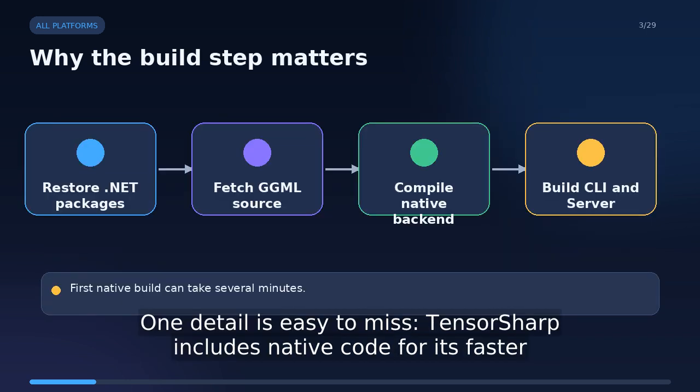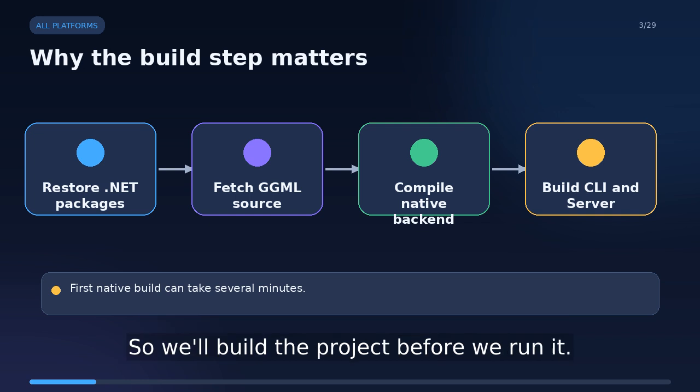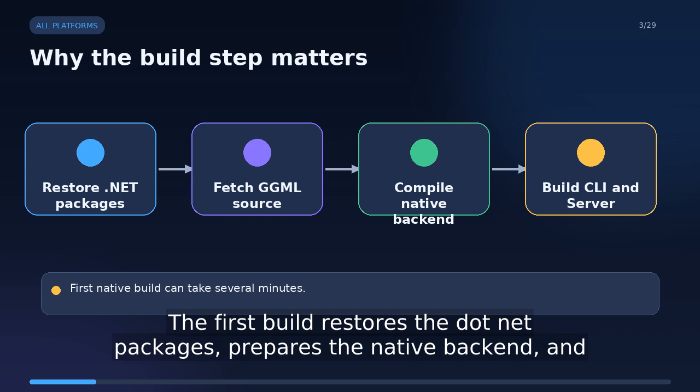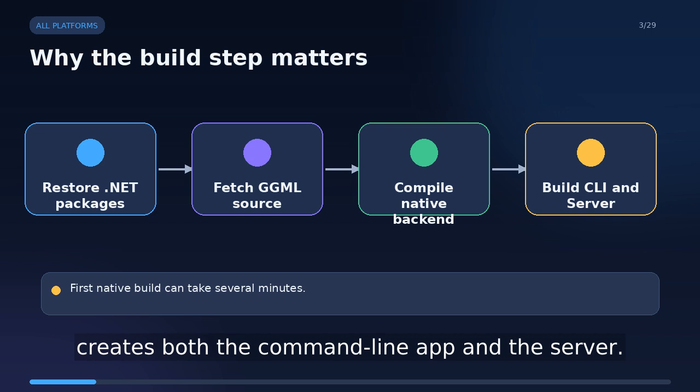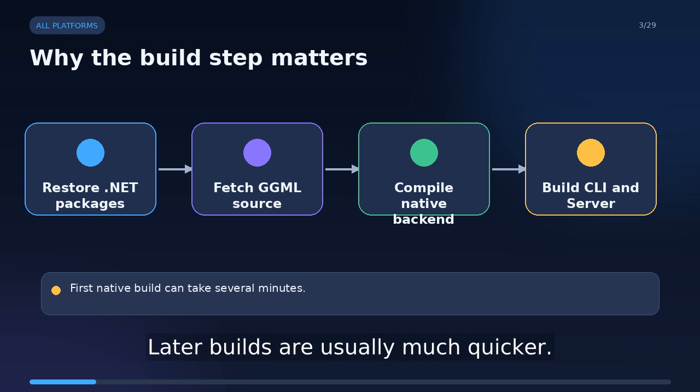One detail is easy to miss. TensorSharp includes native code for its faster backends, so we'll build the project before we run it. The first build restores the .NET packages, prepares the native backend, and creates both the command line app and the server. Later builds are usually much quicker.